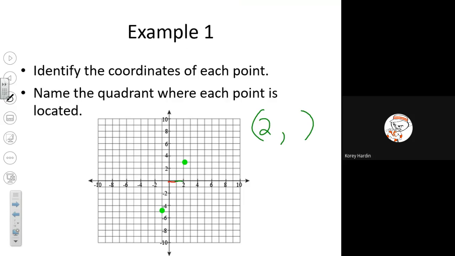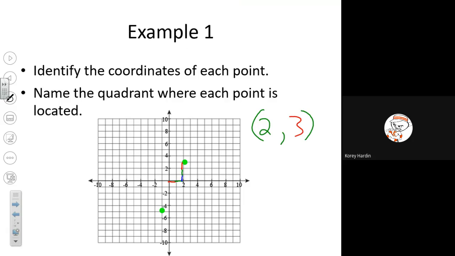Now, to get to my green dot, I'm going to go up 3. So 1, 2, 3, and I'm at my dot. So my second number is going to be 3. All right. So over 2, up 3.